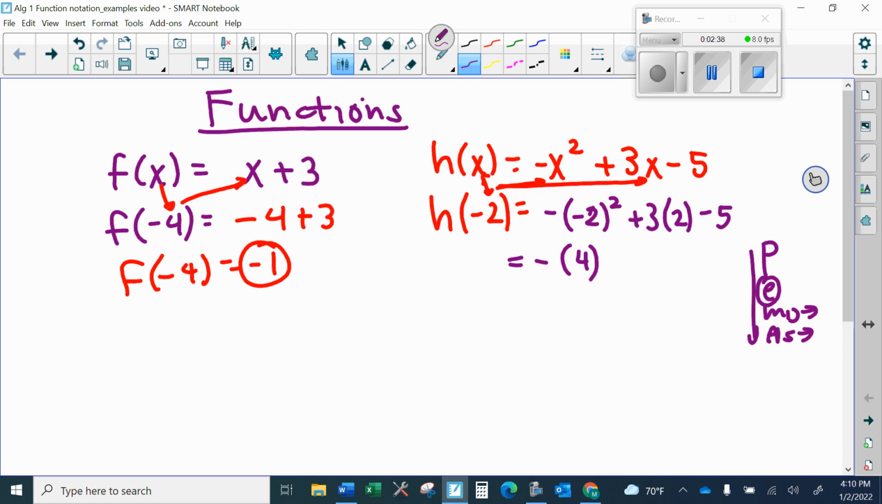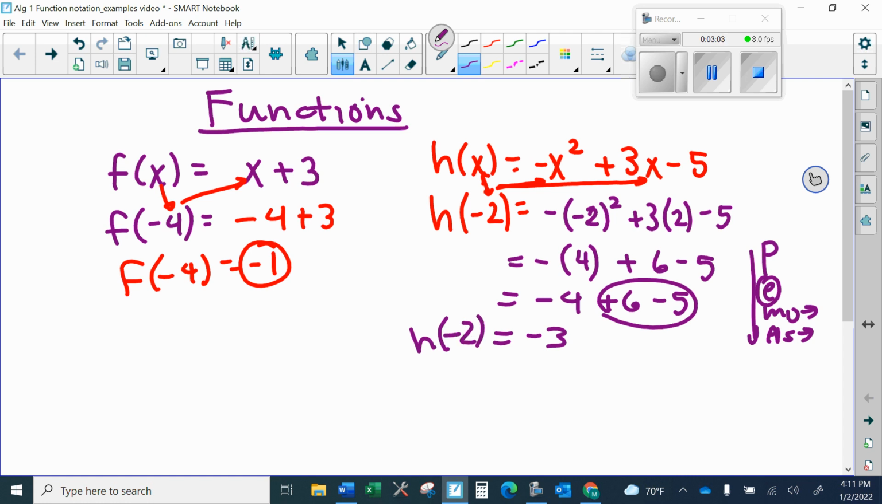And then next is multiplication. 3 times 2 is 6. And then obviously -5. So now I have -4 plus 6 minus 5. The order doesn't matter, because add and subtract are on the bottom. 6 minus 5 is 1. 1 minus 4 is -3. I could have done 6 minus 4 and got 2, and done 2 minus 5 and got -3. And so the h of -2 is -3. That's all you're doing, just evaluating this. Did that in middle school.